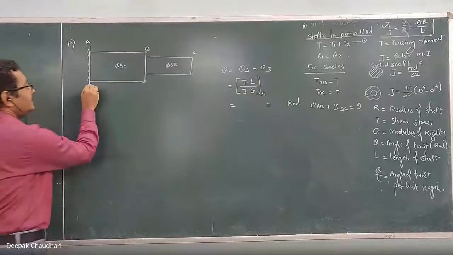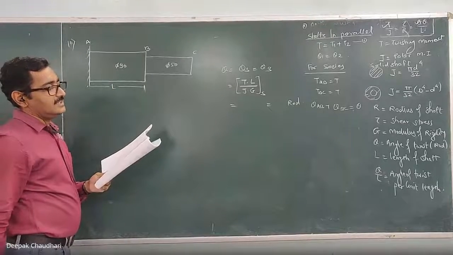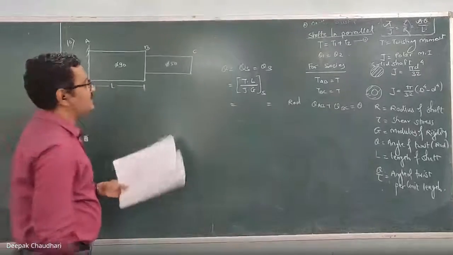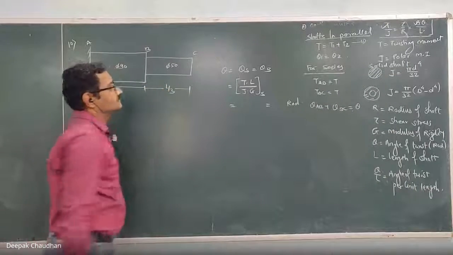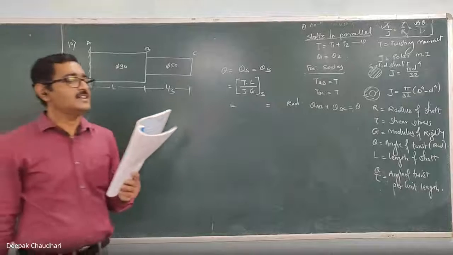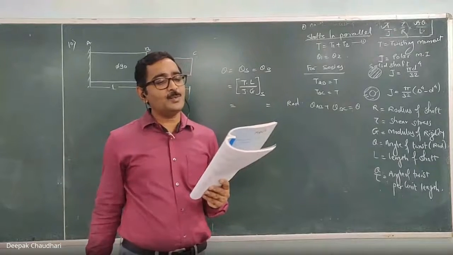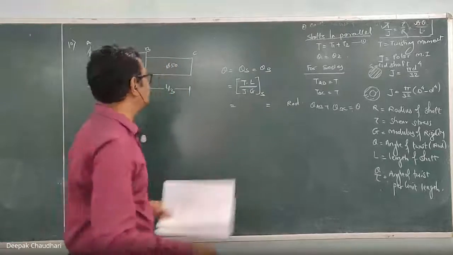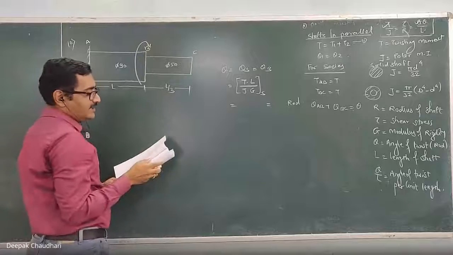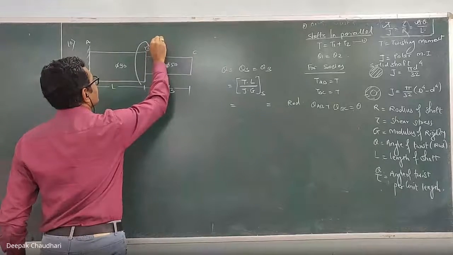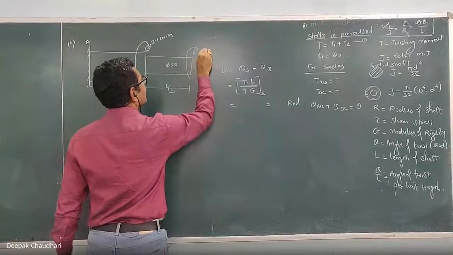Okay, the length AB is equal to L and BC is L by 3. This BC is L by 3. The diameters of AB and BC are 90 and 50 mm respectively. The shaft is subjected to 2.1 kilonewton meter torque at B. Here at the intermediate point, the torque applied is 2.1 kilonewton meter and 0.7 at C.